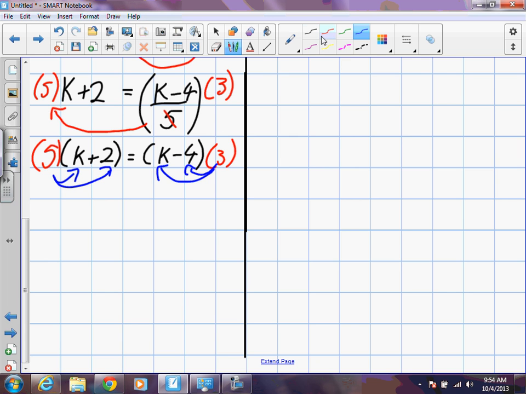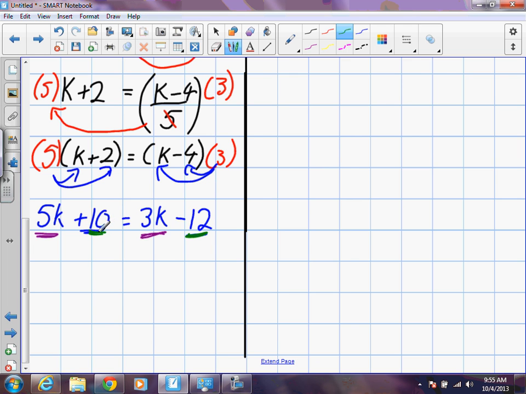Okay. So we do the first one. What is 5 times k? 5k. Good. And 5 times 2? 10. Great. We still have the equal sign. 3 times k? 3k. 3 times negative 4? Negative 12. Excellent. Now we want to get all of our like terms together so that we can simplify. My like terms here are 5k and 3k, 10 and 12. I should use a different color for that.